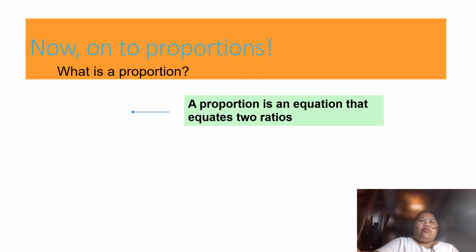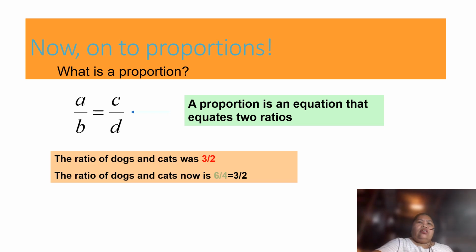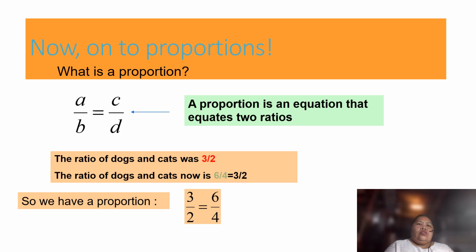Again, a proportion is an equation that equates two ratios. So we have A over B is equal to C over D. The ratio of dogs and cats is 3 over 2, and the ratio of dogs and cats now is 6:4, or that is 3 over 2. So we have a proportion: 3 over 2 is equal to 6 over 4.